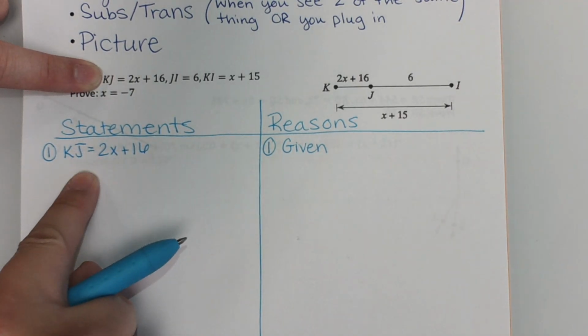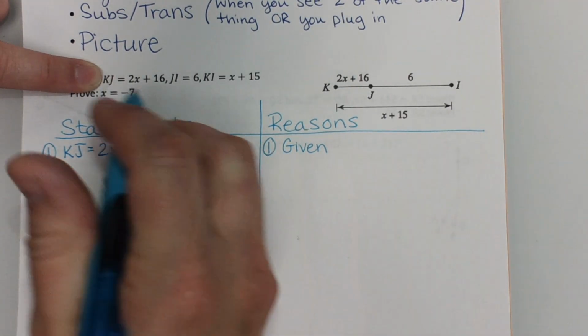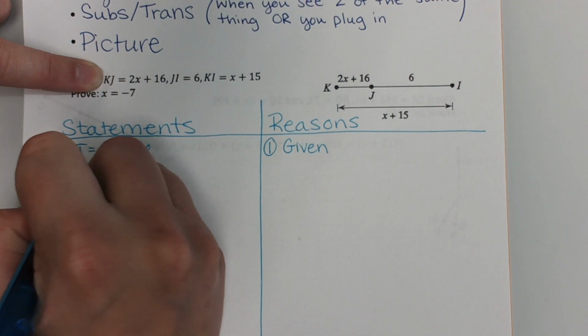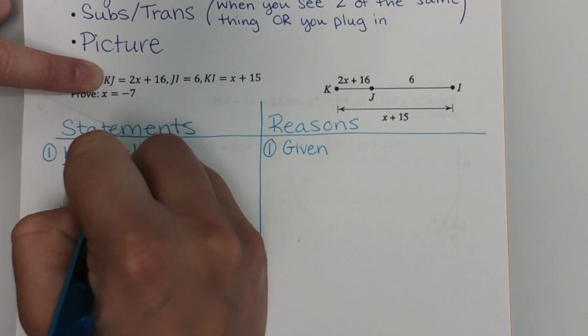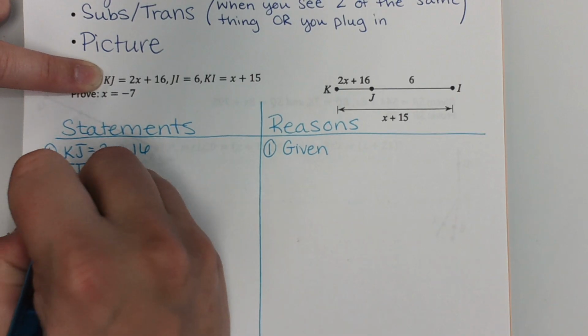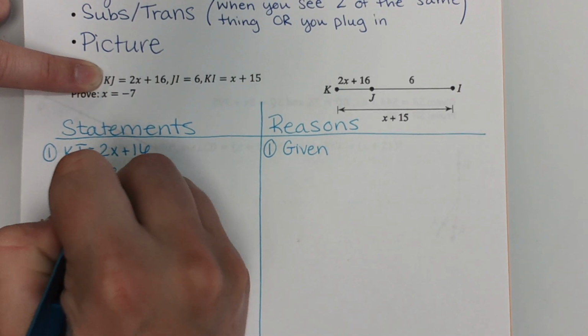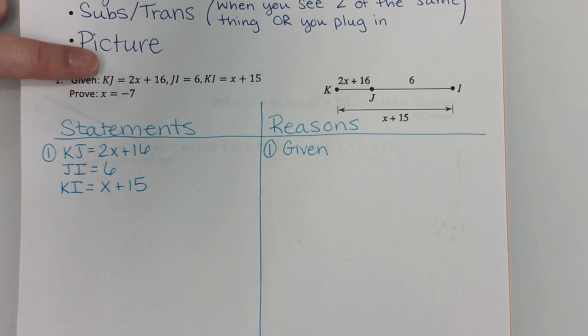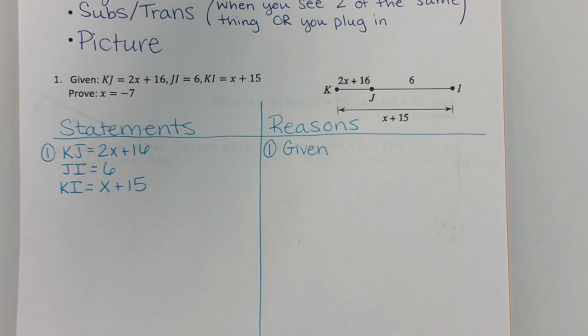Now I tend to move to a separate line rather than separate things with commas. That's a personal preference. I think it's easier to see things. JI equals 6. And KI is equal to x plus 15. You should always be able to get that part of a proof. Free points on tests and quizzes by just writing down the given and the word given.